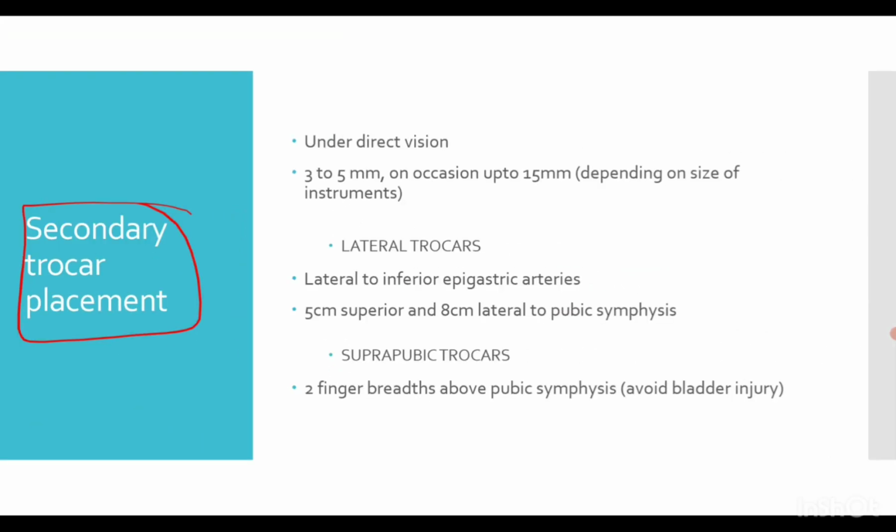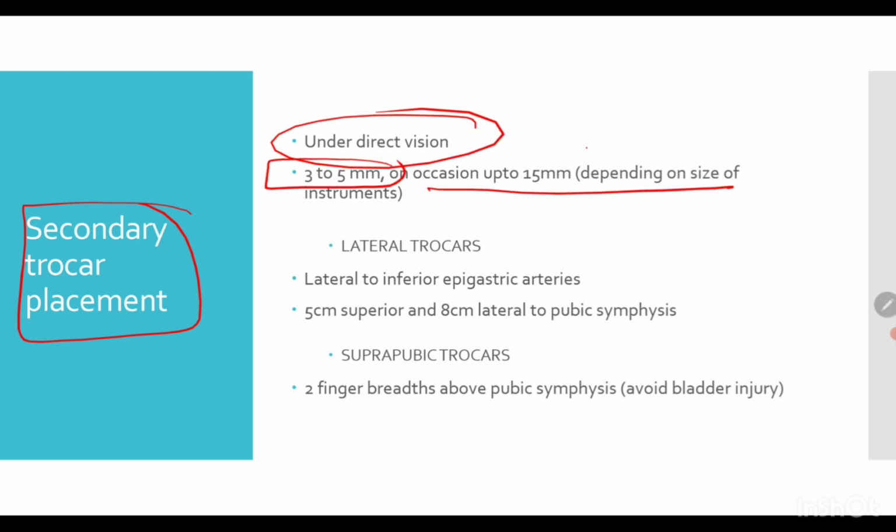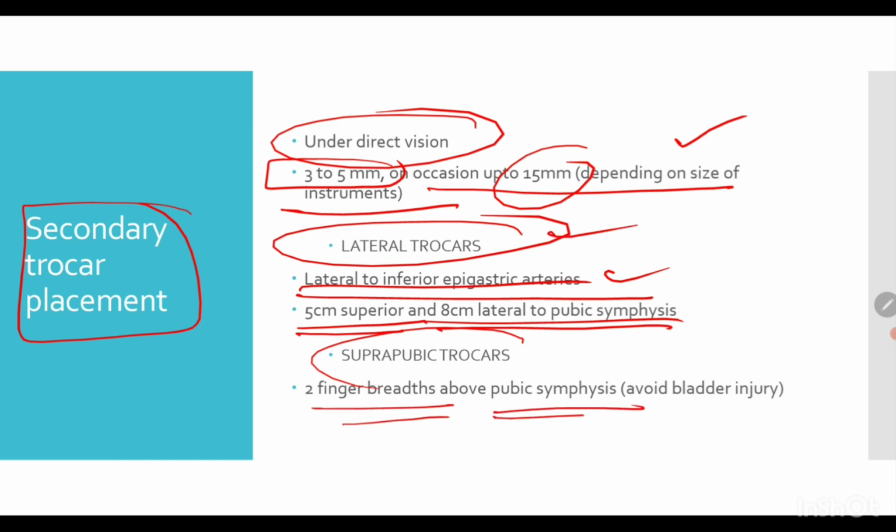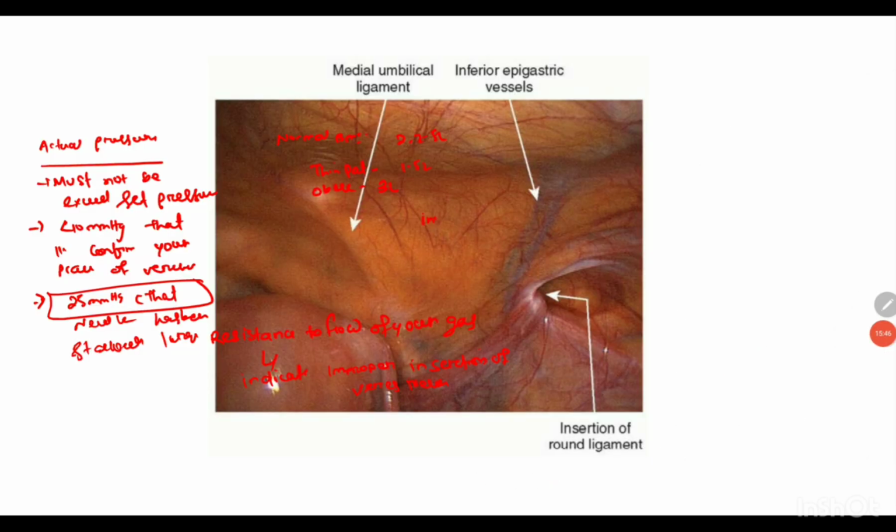The secondary port placement is under direct vision, with 3 to 5 mm ports, occasionally a 15 mm port depending on the size of the instrument. The lateral trocar is placed lateral to the inferior epigastric artery, 5 cm superior and 8 cm lateral to the pubic symphysis. Suprapubic trocar: 2 finger breadths above the pubic symphysis to avoid bladder injury. In the laparoscopy image, you can see the medial inferior epigastric artery.